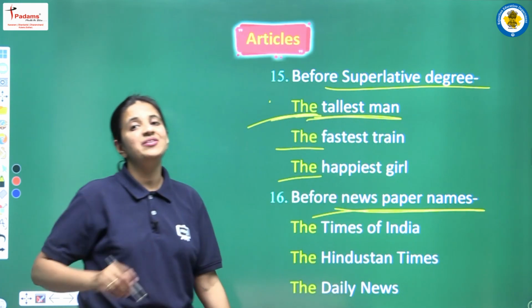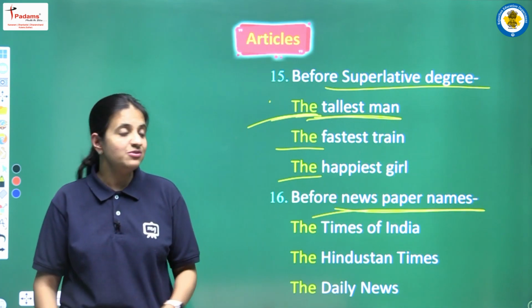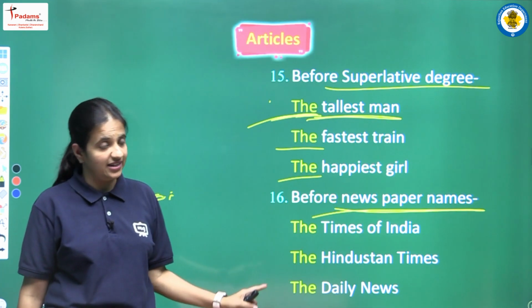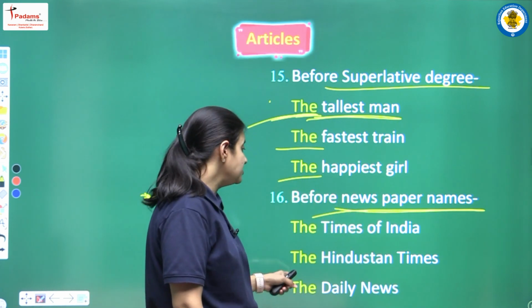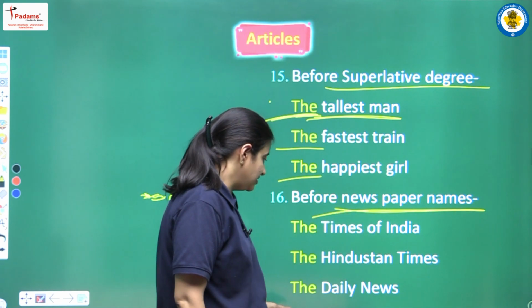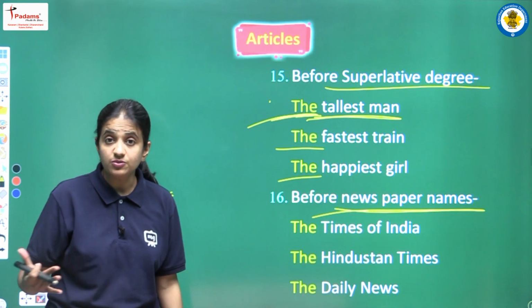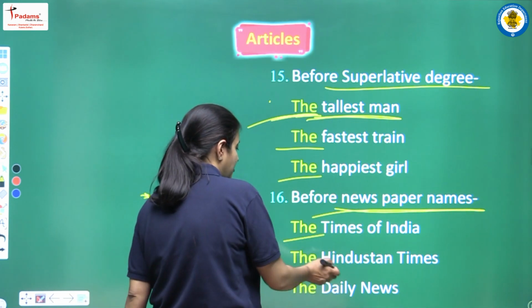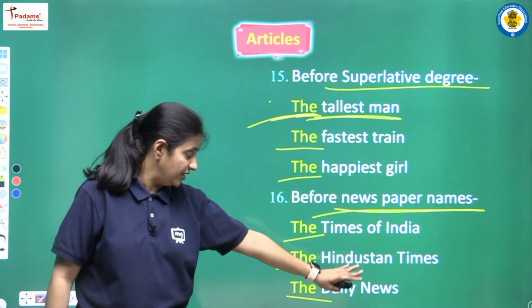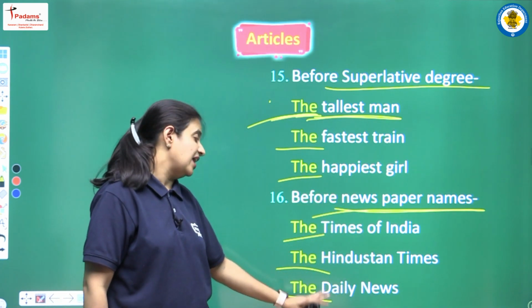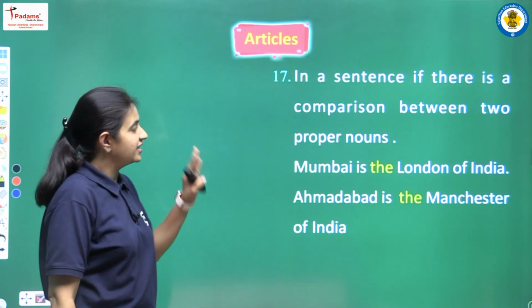Next, use "the" before newspaper names. If we have any newspaper in a sentence, then also before its name we have to put "the" as an article. The examples given are the Times of India, the Hindustan Times, and the Daily News. All these are names of famous newspapers, and this is the reason we have "the" before these names. So we have the Times of India, the Hindustan Times, and the Daily News.